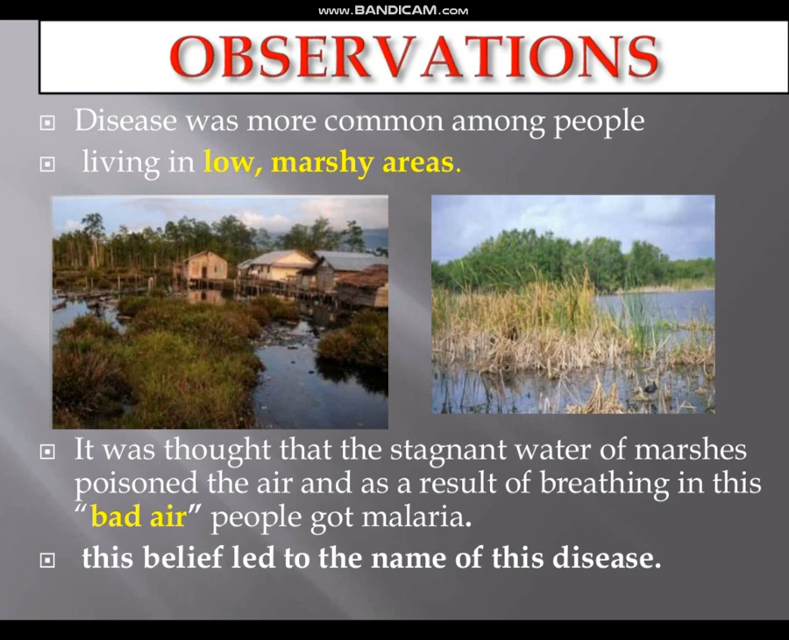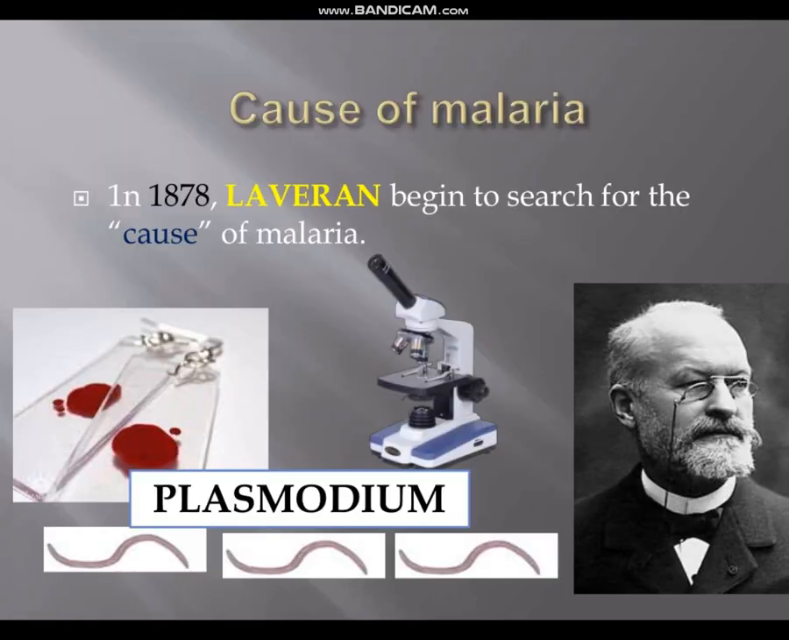The word marshy areas means areas that have stagnant water. Stagnant water means standing water. Standing water has many poisonous things, and that water actually pollutes the air as well. So that is my observation, that malaria is prevailing in those areas that have stagnant, polluted water.